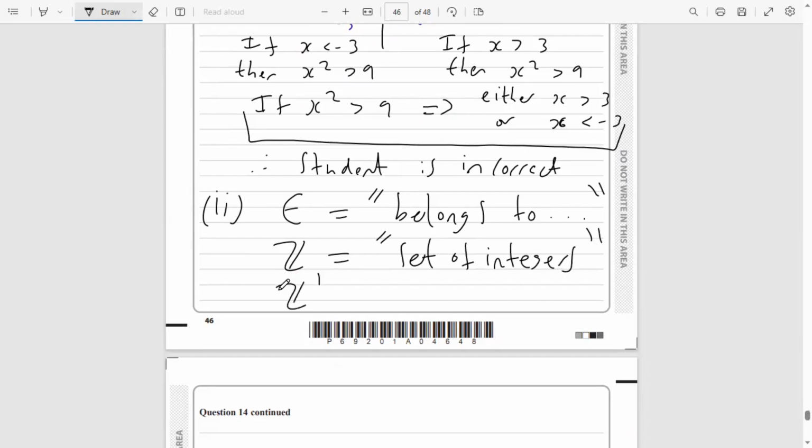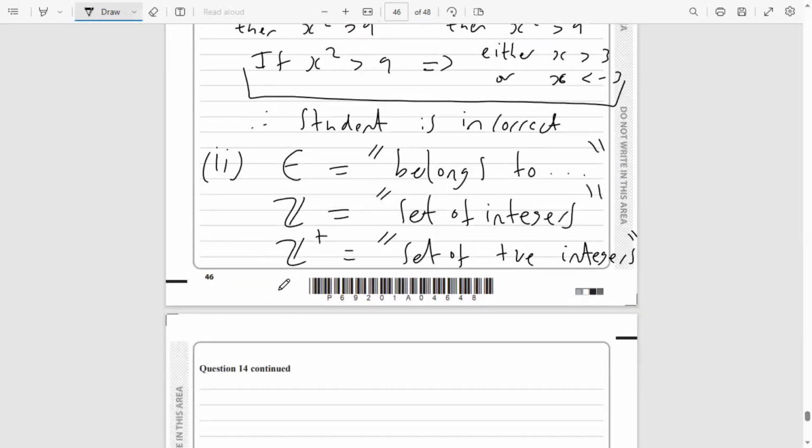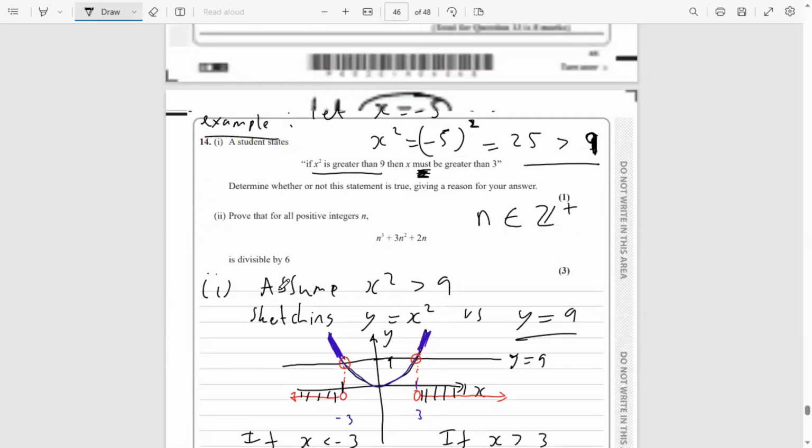So Z plus is just the set of positive integers. When we say n belongs to the set of positive integers, if we translate that symbol for symbol into English, it just means that n is a positive integer. You may use this kind of notation, and you definitely will use it a lot in second year.